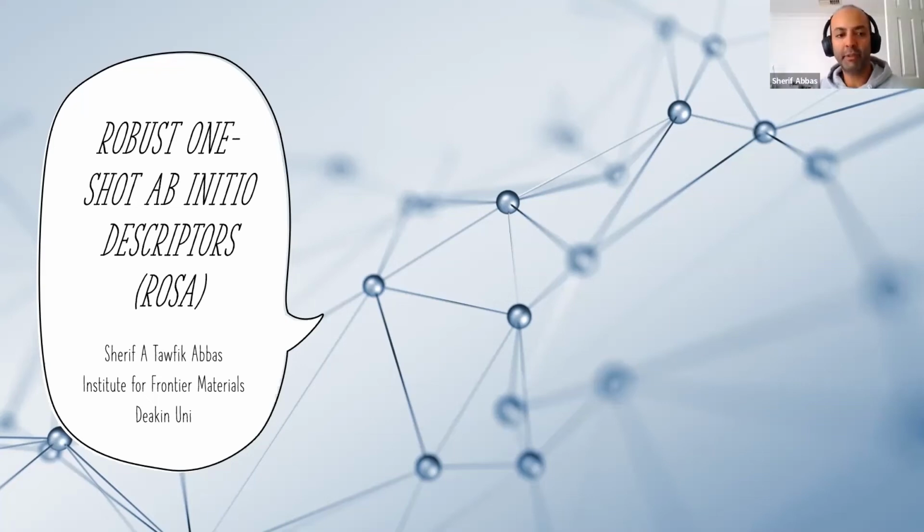So hi everyone, my name is Sherif, and I'm presenting today an approach to produce machine learning descriptors for materials. We call this approach the robust one-shot ab initio descriptors, or ROSA. So I'm going to be calling it ROSA throughout. This ROSA feature, or a set of descriptors, is able to describe materials for machine learning models and enable accurate training of machine learning models for various targets.